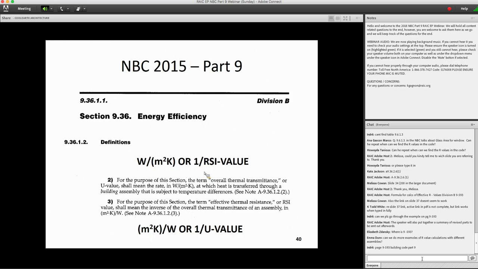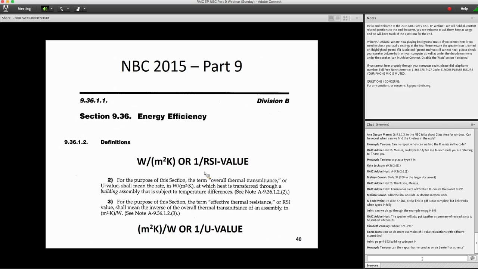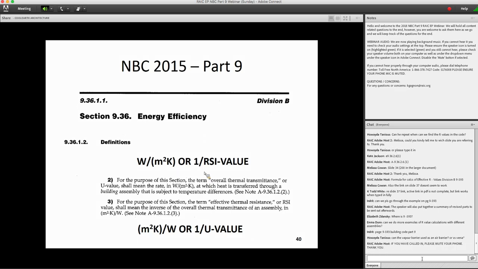Very first thing, definitions. This is something we've seen. The code tells you that the term overall thermal transmittance, or U value, shall mean the rate at which heat is transferred through a building assembly. That's the unit. And for the purpose of this section, the effective thermal resistance, or RSI, shall mean the inverse of the overall thermal transmittance. So this is something that I explained. One is the inverse of the other, even though U value is used mostly for windows and RSI is used for assemblies.